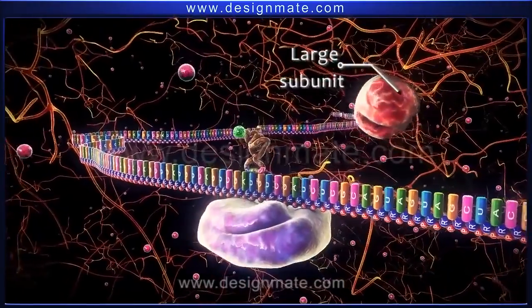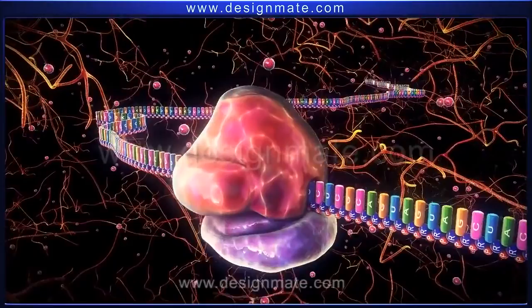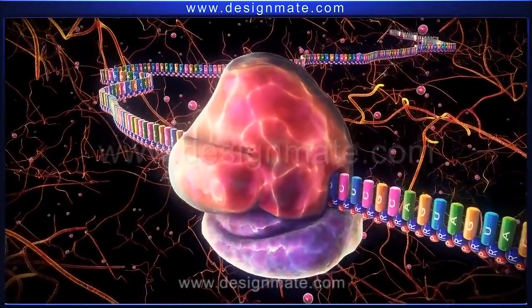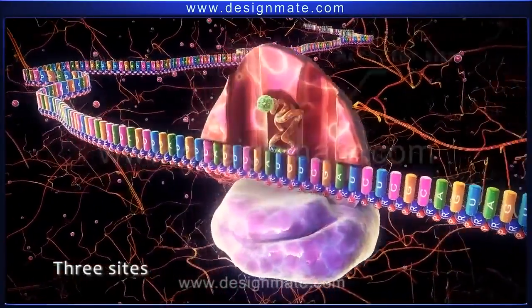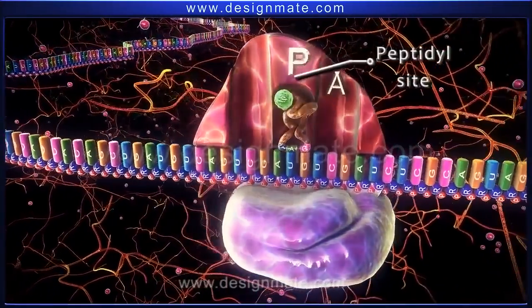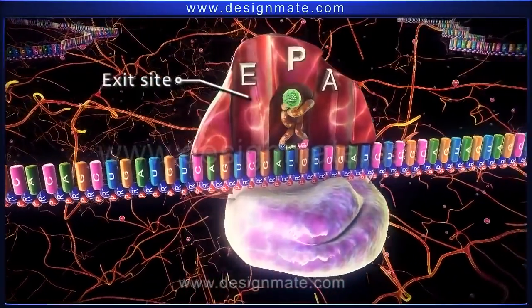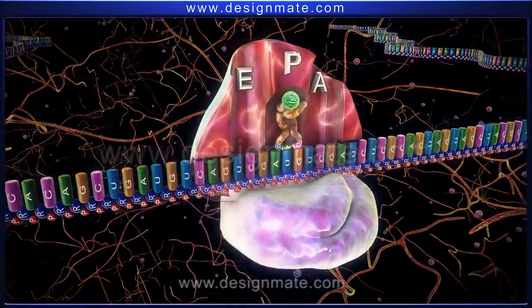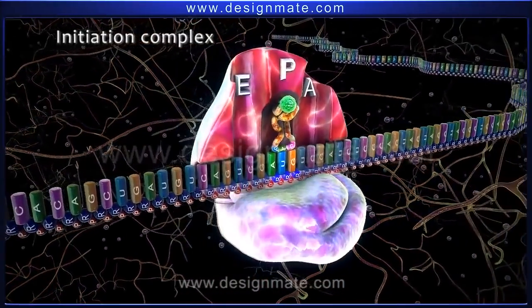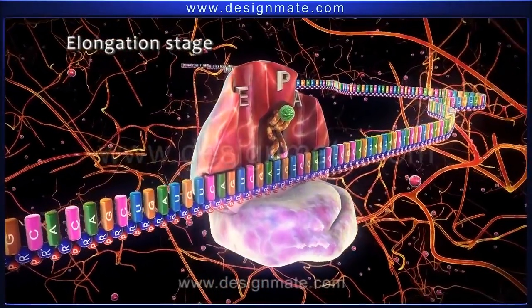Then a large subunit of ribosome combines with the small ribosomal subunit. The large subunit shows 3 sites: the acceptor site or the A site, the peptidyl site or the P site, and the exit site or the E site. This whole unit forms the initiation complex. This is followed by the elongation stage.